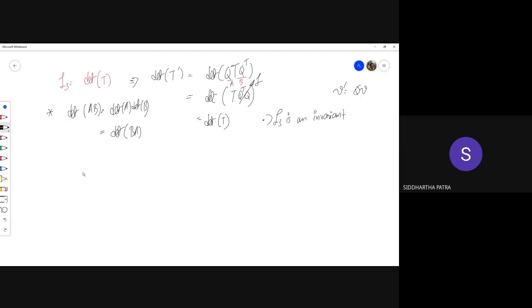Okay, and now let's talk about I2. I hope so far everything is clear, right? Is it clear? Yes, sir. Okay, so let's look into the expression for I2.